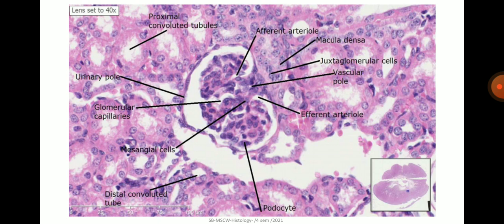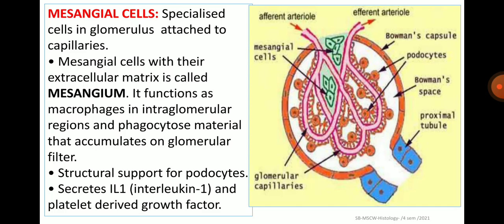There are cells called mesangial cells, about which I am going to explain later, and there are also cells which are called juxtaglomerular cells. Fine, this much about this particular slide. And then next, I just said I will mention mesangial cells.